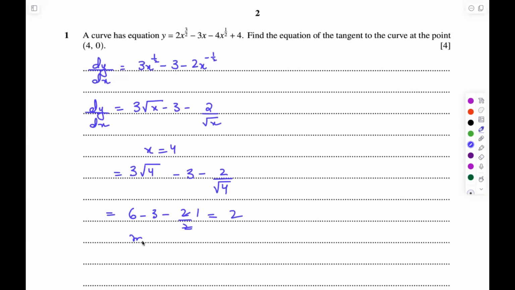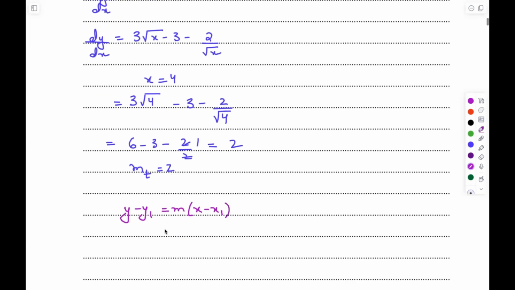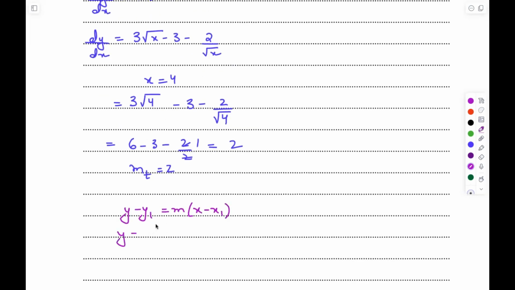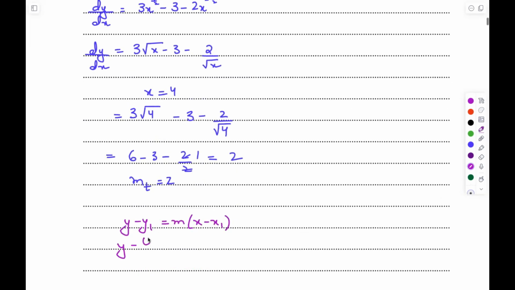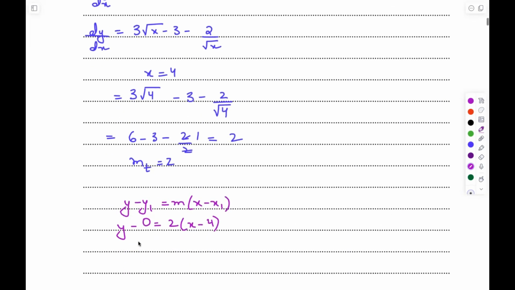So that will be equal to 2. Once we have the gradient of the tangent, which is equal to 2, we can now find the equation of the tangent by using the formula y minus y1 equals m into x minus x1. So y minus 0, with the gradient 2, and x minus positive 4. So the equation will be y equals 2x minus 8 for the equation of the tangent.